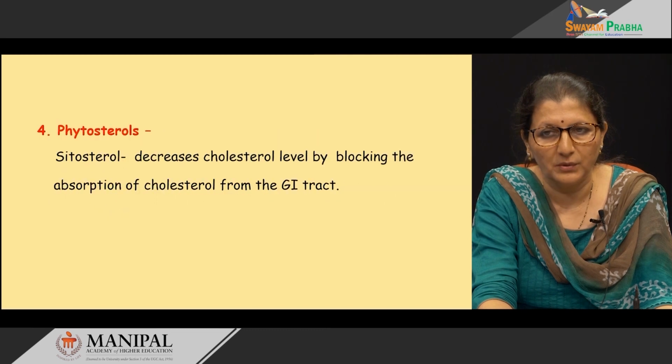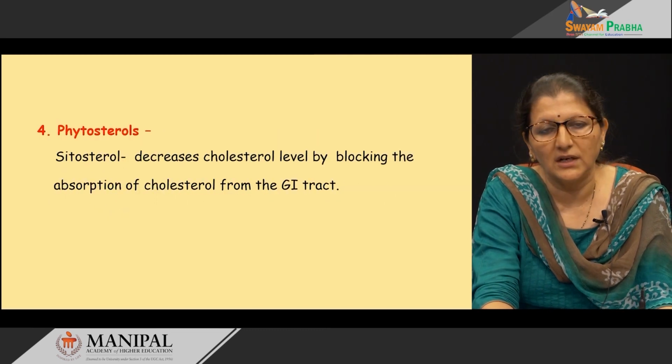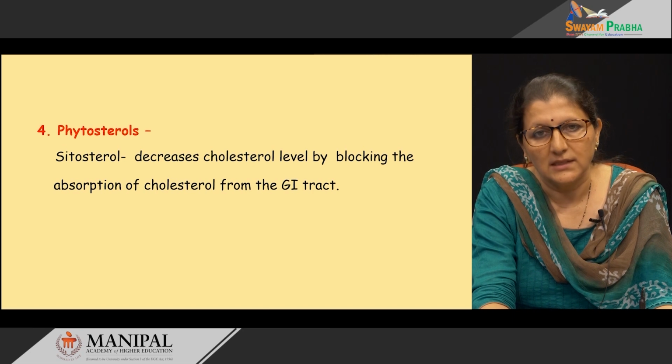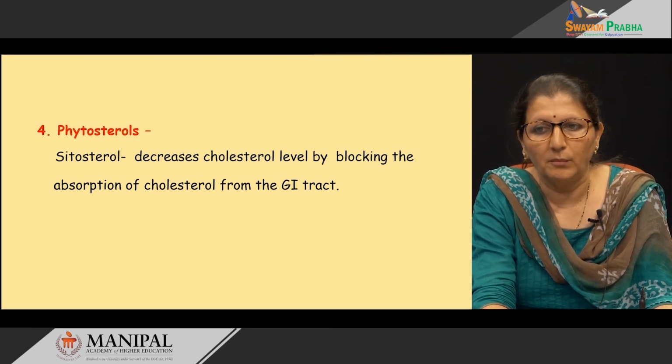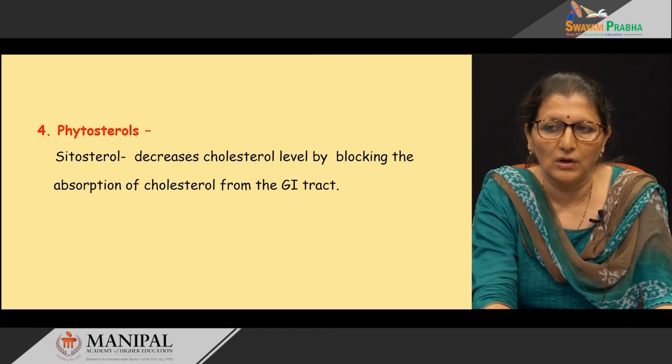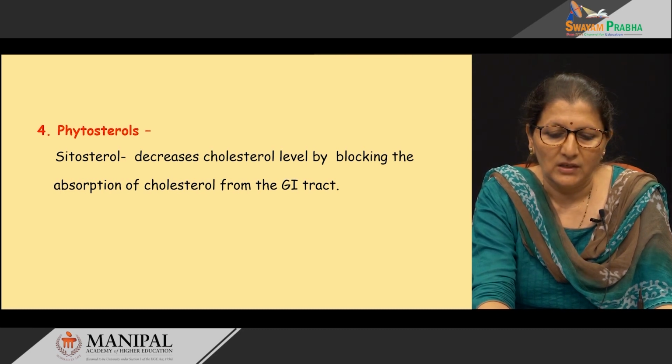Coming to the next group, that is the phytosterols, which are derived from plant sterols. Sitosterol is one of them, which decreases the cholesterol level by blocking the absorption of cholesterol from the GI tract.